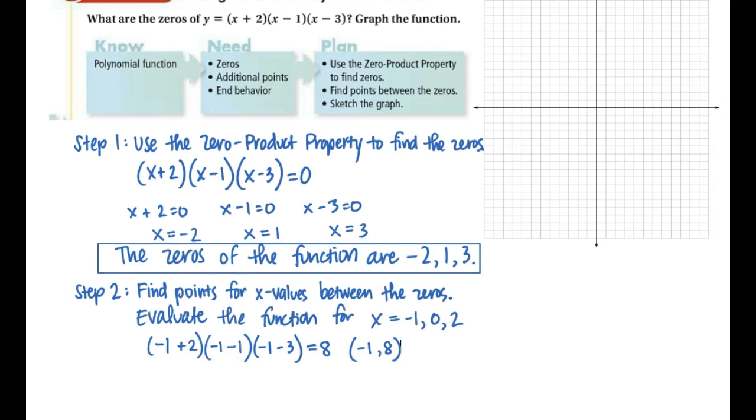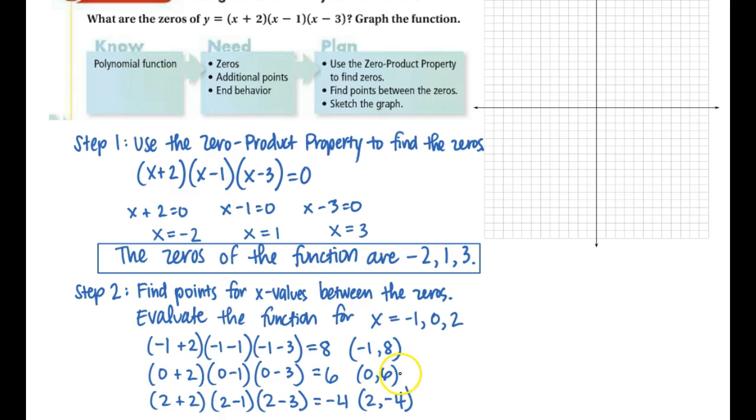When substituting in negative 1 for the function, I get a y value of 8. So one coordinate point between a couple of the zeros is (negative 1, 8). When substituting in 0 for the function, I get a y value of 6. So my next coordinate point would be (0, 6). And then when substituting in positive 2, I get a y value of negative 4. So the last coordinate point is (2, negative 4).